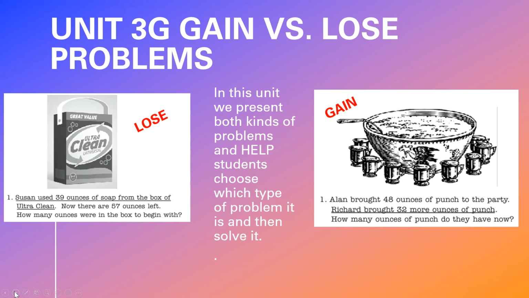Unit 3G, we present both gain and lose problems intermixed. We help students to underline either the gain or lose sentence. Once they've identified the problem type, then they enter the formula under the blanks. Next, they fill in the known amounts and the question mark. Once the problem is understood and correctly laid out, the final steps are always the same.